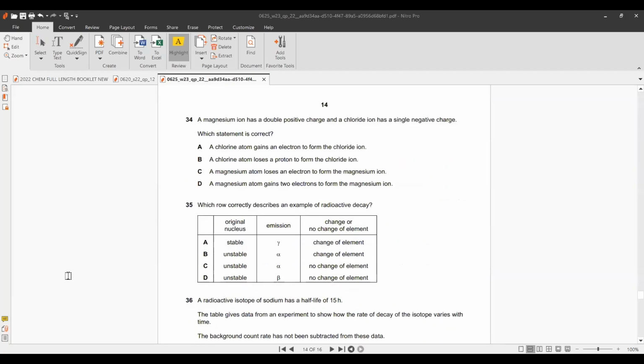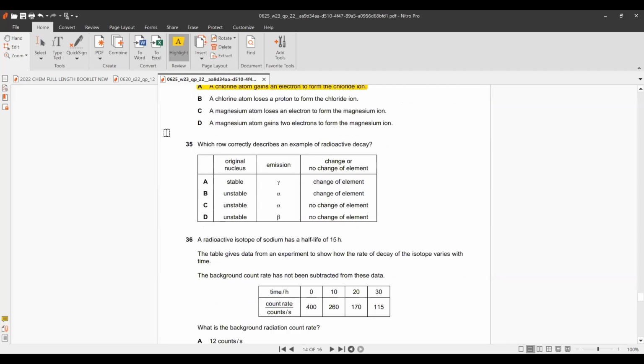A magnesium ion has a double positive charge and a chloride ion has a single negative charge. Which statement is correct? A: A chlorine atom gains an electron to form the chloride ion, correct. A chlorine atom loses a proton to form a chloride ion, wrong. A magnesium atom loses an electron to form the magnesium ion, somewhat correct. Magnesium ion gains two electrons, wrong. Magnesium would lose two electrons, so this would not be the right answer. So the only right option would be option number A.